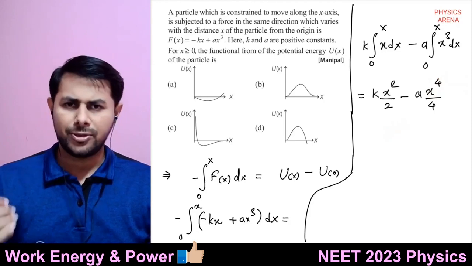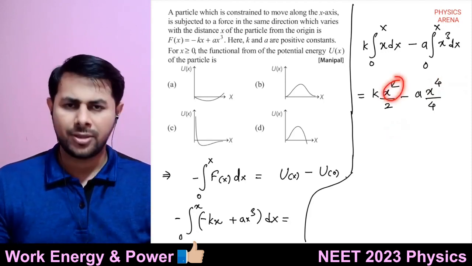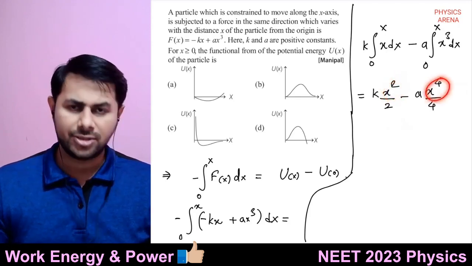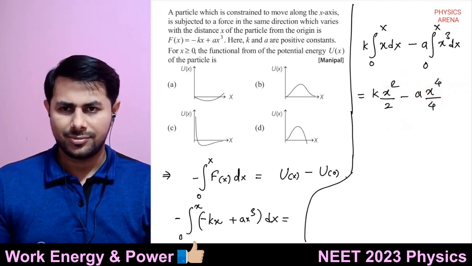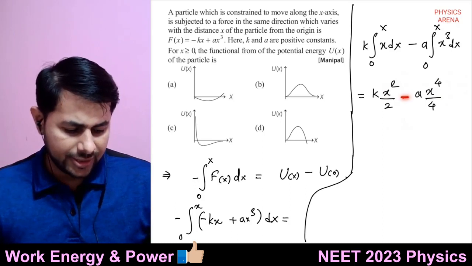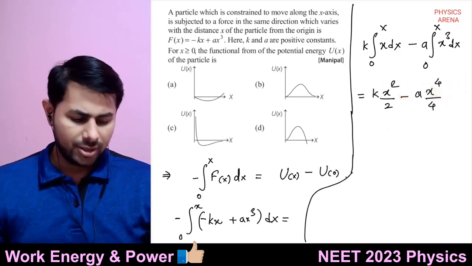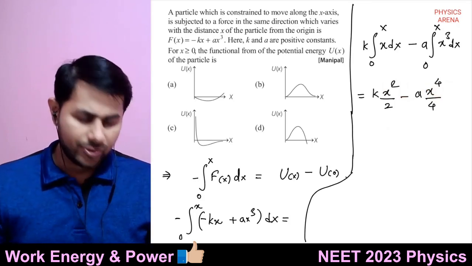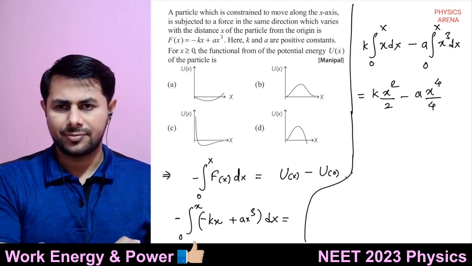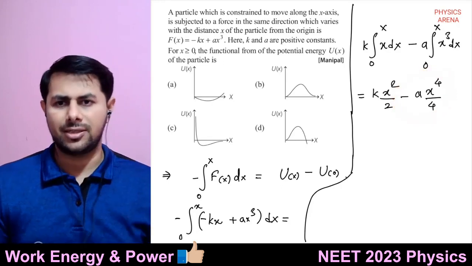Okay, so let's suppose x is equal to 10. So x raised to 2 will be what? Will be 100. But x raised to 4 is what? It will be 10,000, right? Okay, and this is negative. That means what will happen? The potential energy, the change in potential energy, will go on decreasing. Decreasing meaning what? It is negative as x goes on increasing.